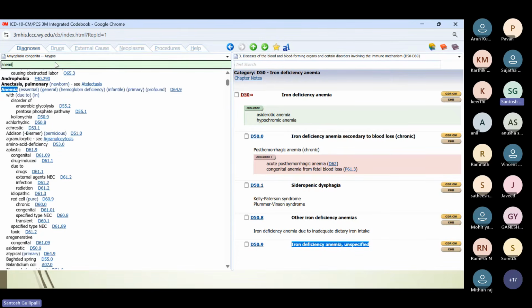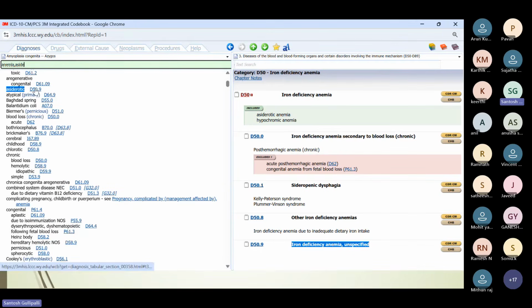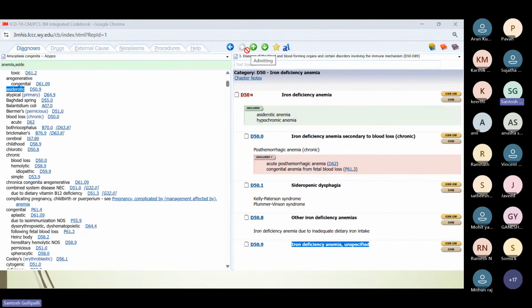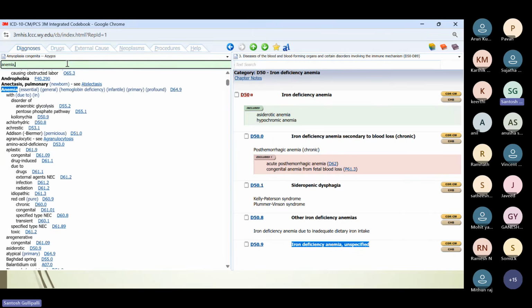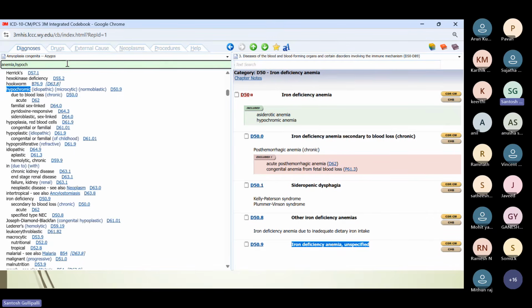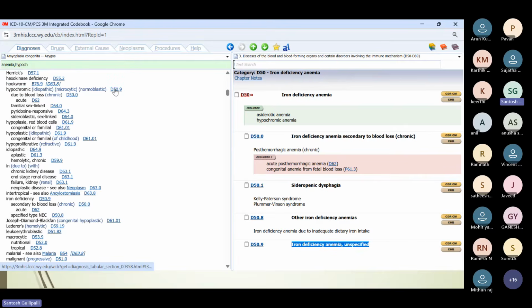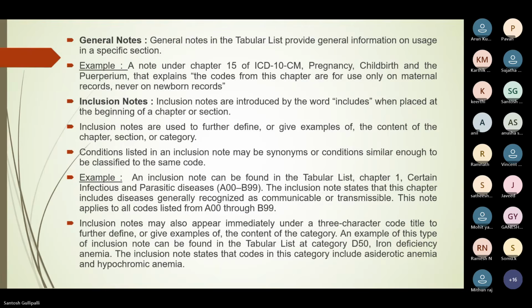So anemia, acidotic. See, the code is D50.9. And anemia, hypochromic, that code is also D50.9. So that is the inclusion notes, guys. Understand what is meant by includes. Inclusion notes అంటే అర్థమైందా? Yes, sir.